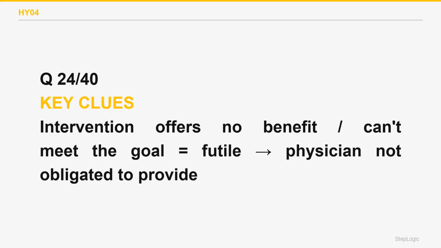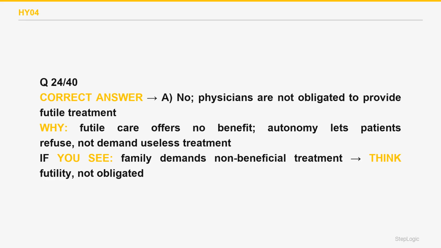Medical futility means an intervention cannot achieve its physiological goal or offers no benefit. Physicians are not obligated to provide futile treatment, even if a family demands it. Patient autonomy is a right to refuse unwanted treatment. It is not a right to compel a physician to deliver care that cannot help. The correct answer is A.